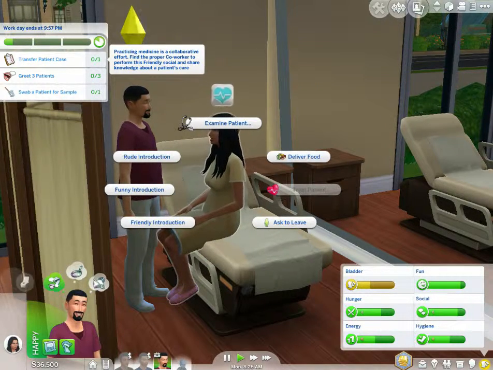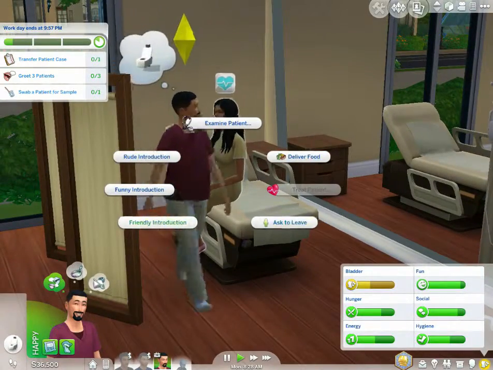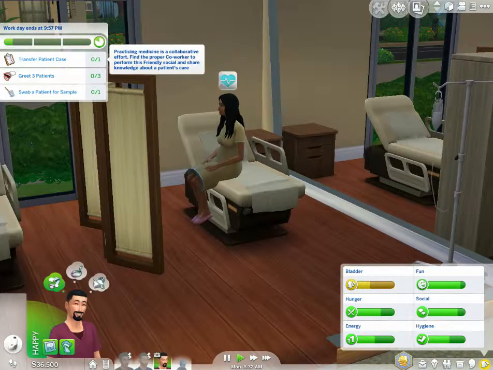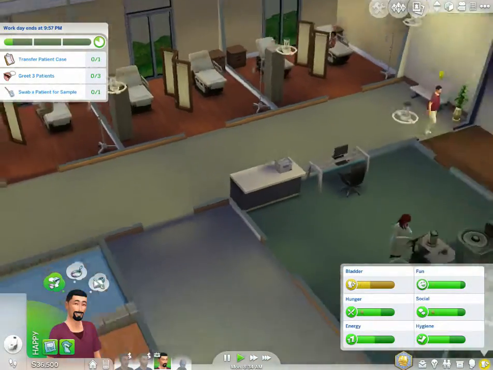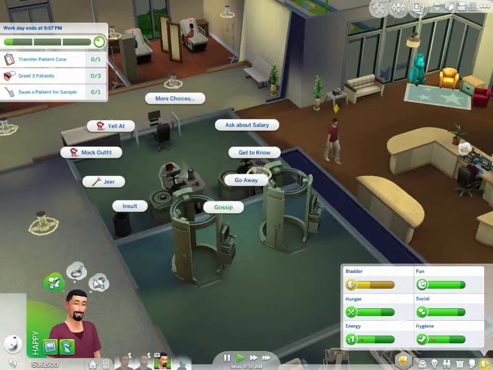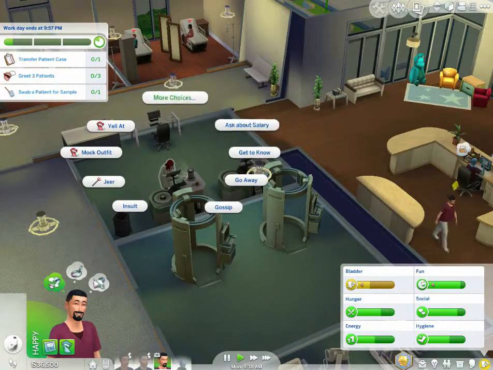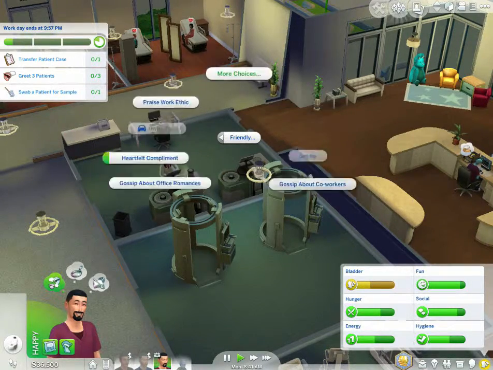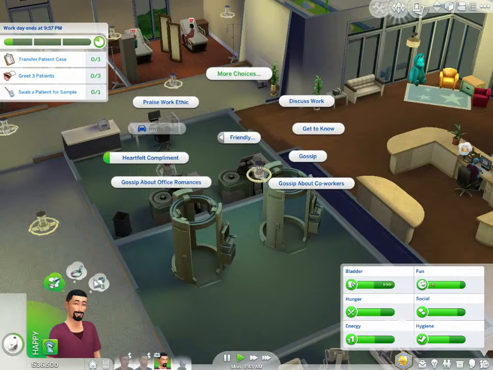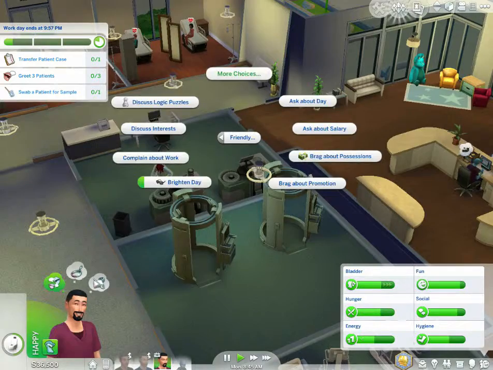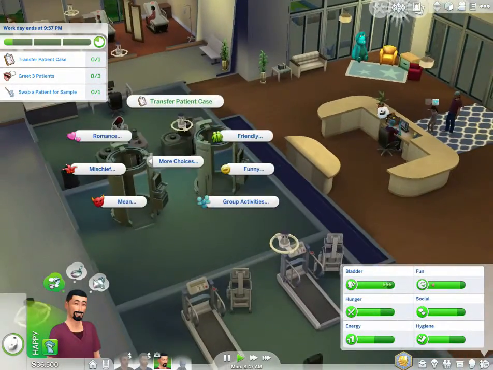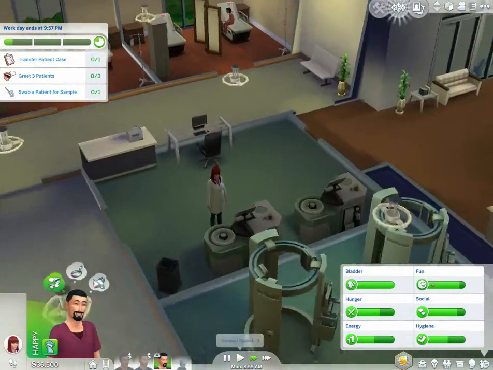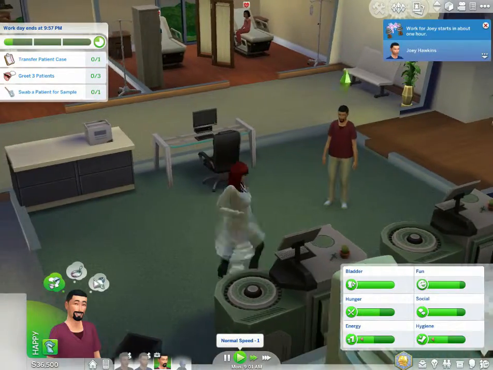Transfer patient case. How do I do that? Find a proper co-worker to perform this friendly social and share knowledge with. More choices, friendly. More choices. Oh, I don't think it's there, that's fine. Oh, transfer patient case, there we go. There we go.